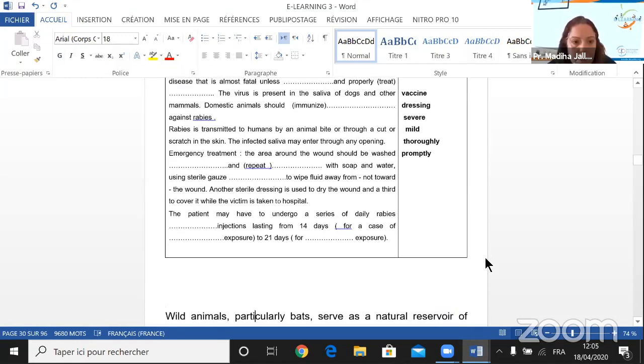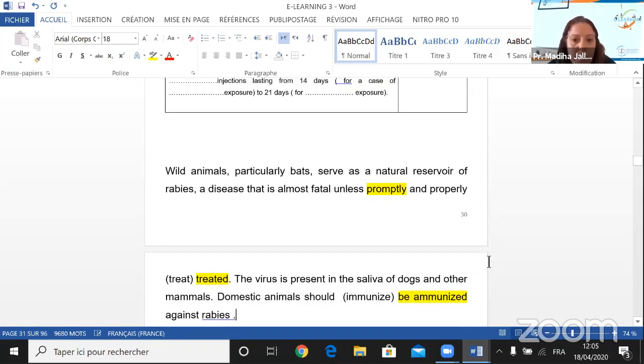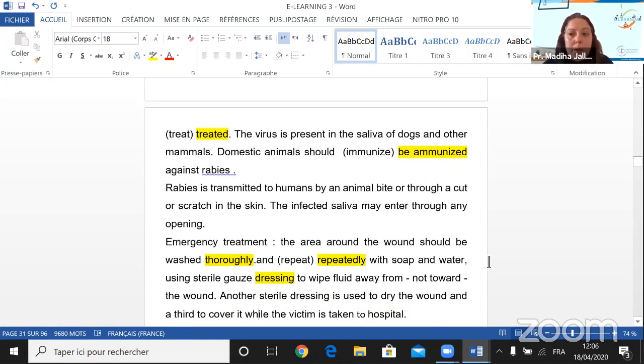Nice. Okay. So this is the paragraph with corrections. Okay. So here the first lesson came to an end, which is about medical emergencies and the life-saving procedures.